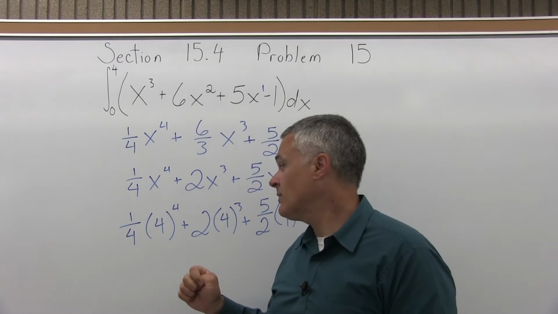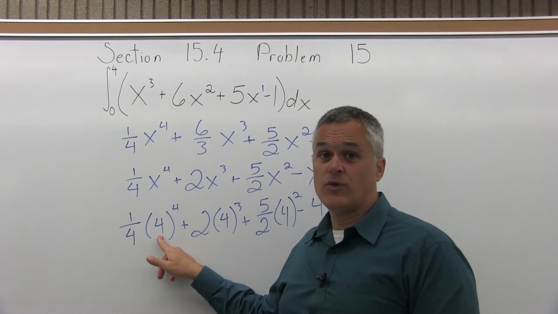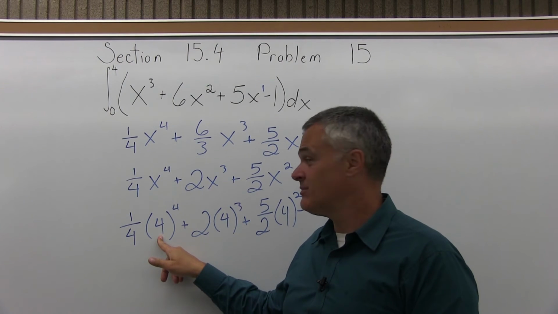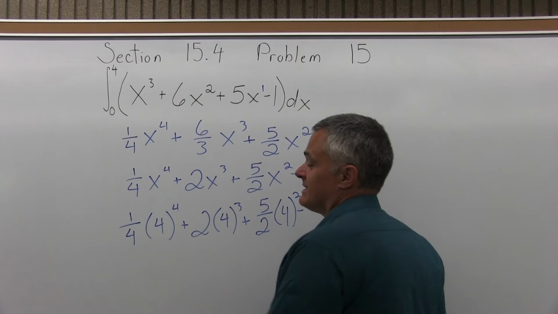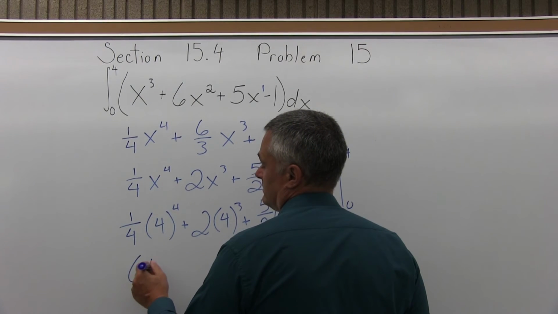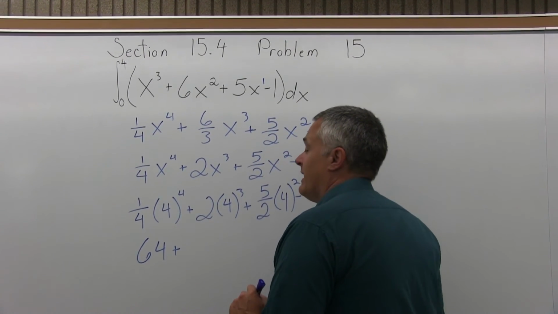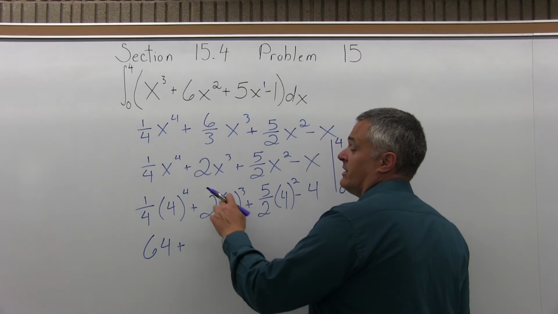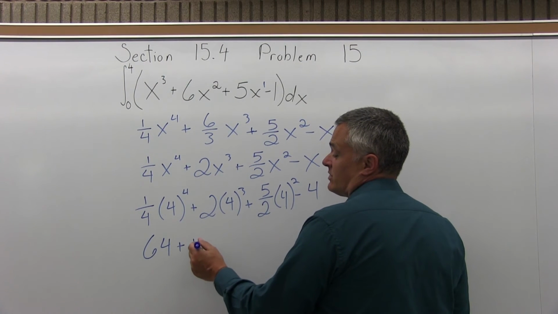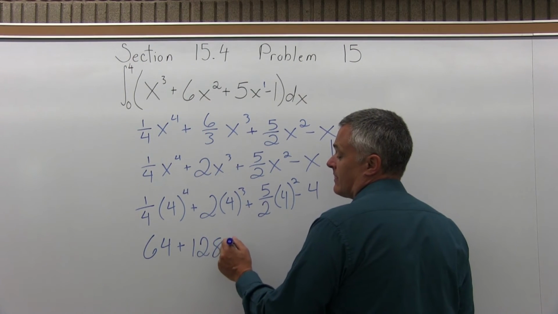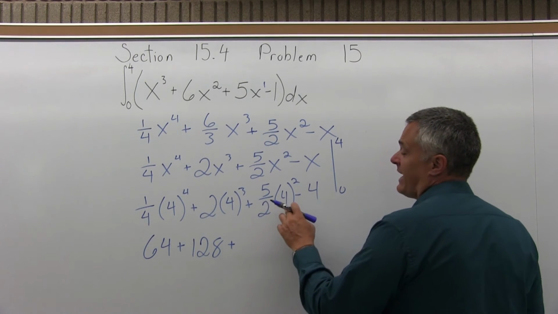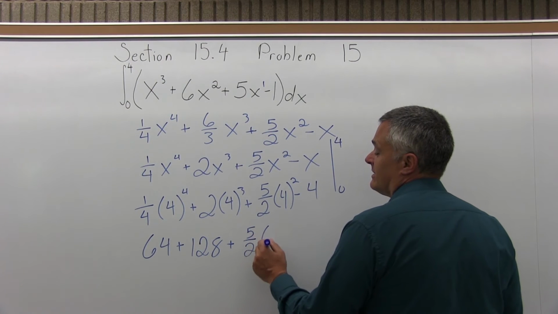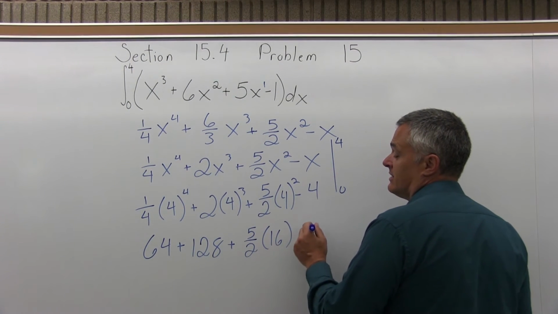So 4 to the fourth power, 4 times 4 times 4 times 4 is 256. But times 1/4 is 64. And then 2 times 4 to the third, 4 times 4 times 4 is 64. 64 times the 2 in front is 128. And now 5 halves times 4 squared will be 5 halves times 16. 4 squared is 16, minus 4.